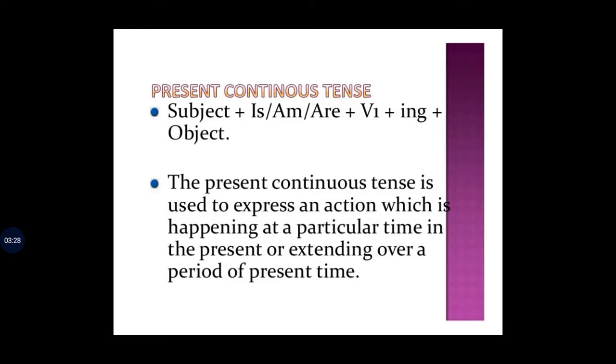Next, present continuous tense. Let's see the format. Subject plus is, am or are, plus V1. V1 in the sense the first category of the verb, plus ing plus object. The present continuous tense is used to express an action which is happening at a particular time in the present or extending over a period of time.